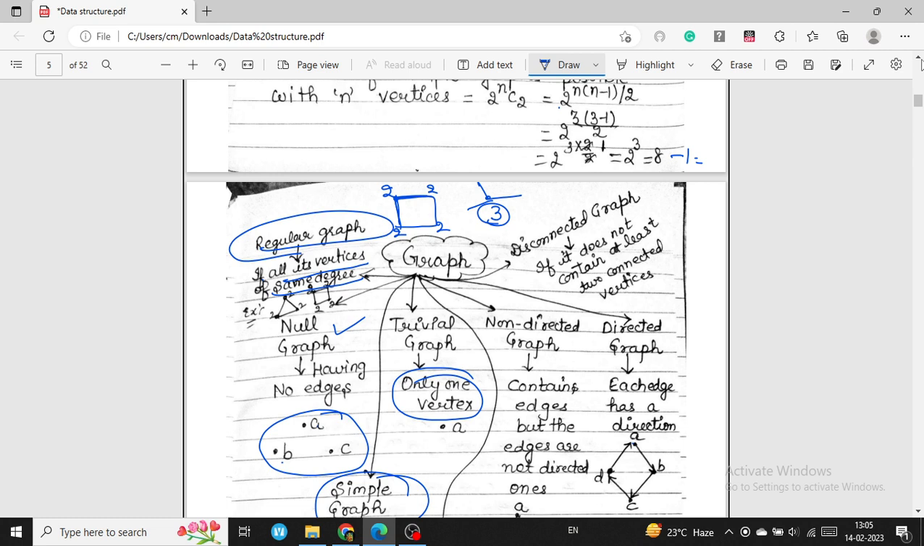And next is a disconnected graph. If it does not contain at least 2 connected vertices, meaning we take 2 vertices but we cannot draw any edge, that is known as a disconnected graph. You can say that you draw these 2 complete graphs, but you do not connect them with each other. Do not make any line between them. Then we can say that these 2 graphs are disconnected graphs.